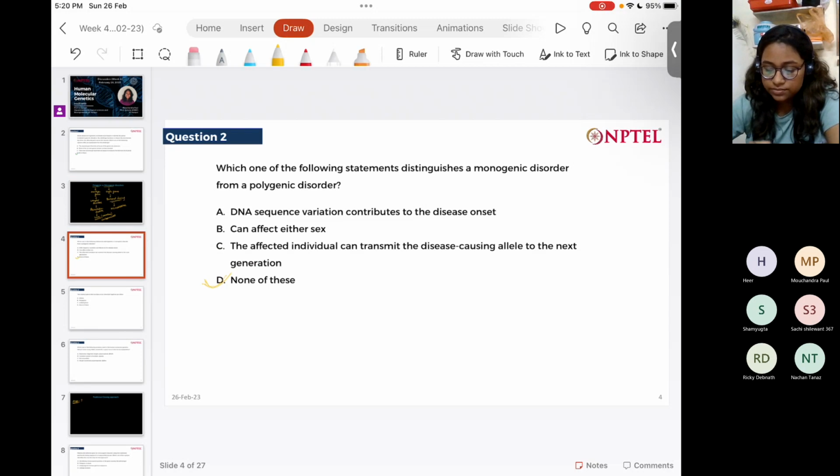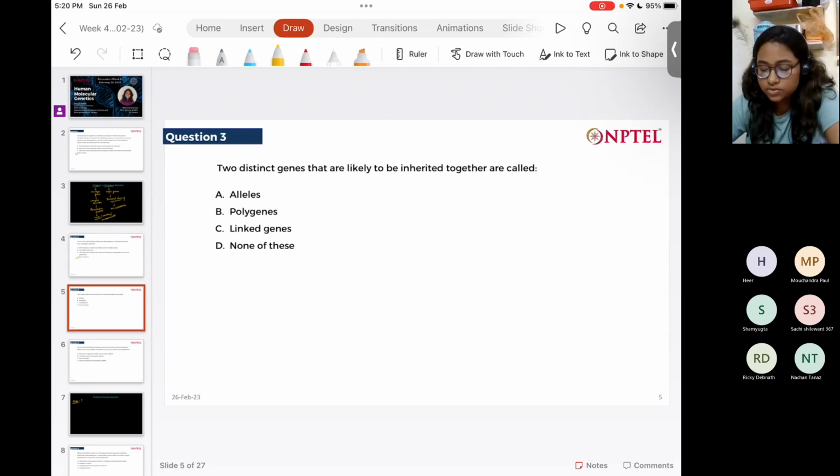So this was the second question. Now the third question. Let's read: two distinct genes that are likely to be inherited together are called what? So there are two separate genes that are present at two different loci within the chromosome, and these two distinct genes will be inherited together. So what are these two genes called? First option is alleles. Another option is polygenes. Third option is linked genes, and fourth is none of these.